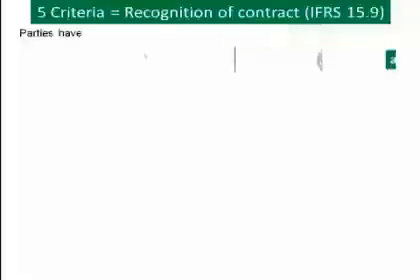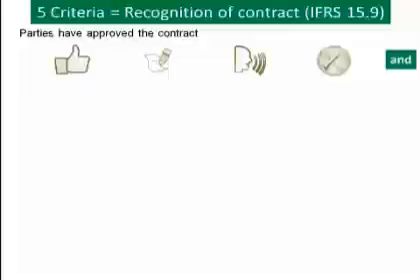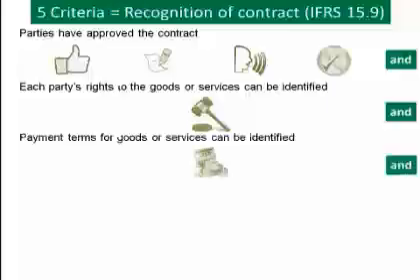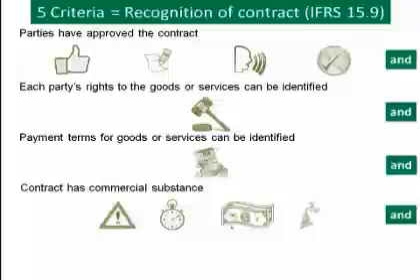An entity shall account for a contract with a customer within the scope of IFRS 15 only when all of the 5 following criteria are met. The parties to the contract have approved the contract, either in writing, orally, or in accordance with other customary business practices, and are committed to perform their respective obligations, and the entity can identify each party's rights regarding the goods or services to be transferred, and the entity can identify the payment terms for the goods or services to be transferred, and the contract has commercial substance.